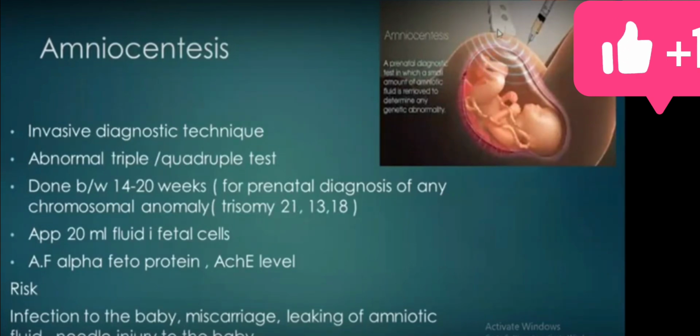So we have to insert it properly. That is why we are using ultrasound guidance. So 20 ml is taken and evaluated. We send it for cytological study. This amniocentesis should best be done between 14 to 20 weeks. By this we can assess congenital anomalies like trisomy 21, 18, etc.